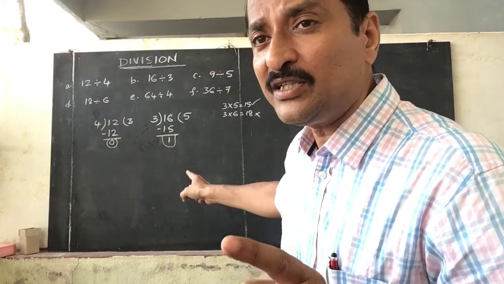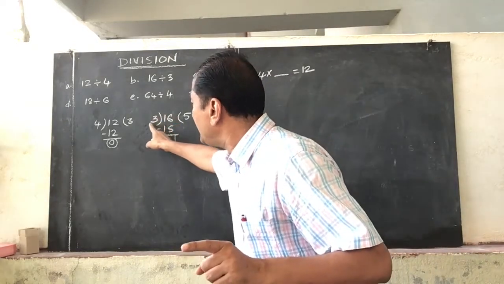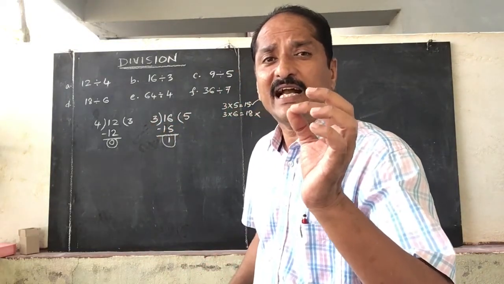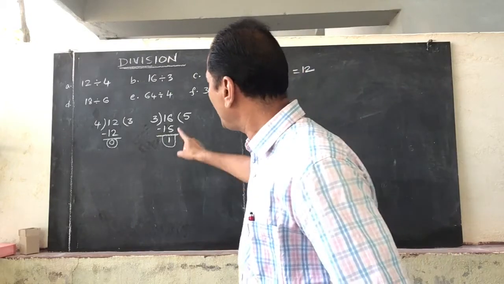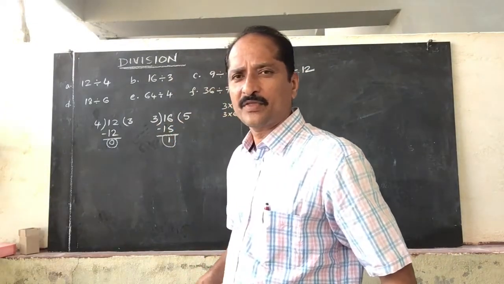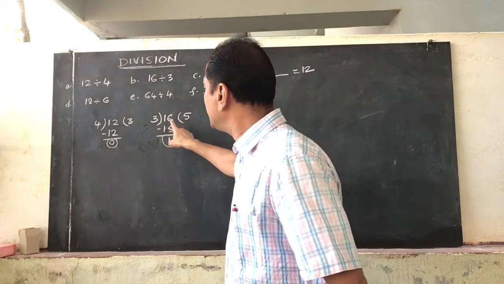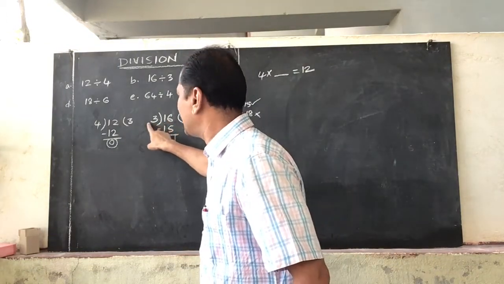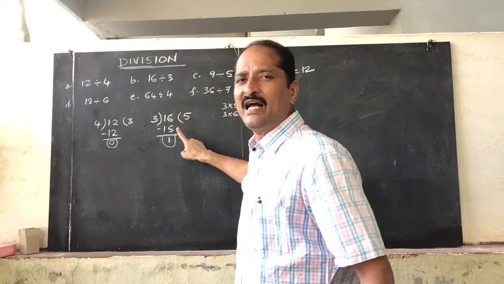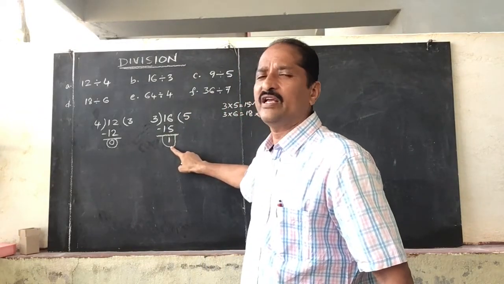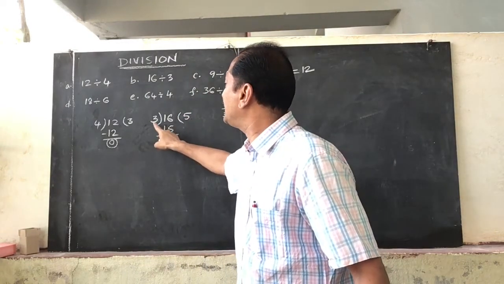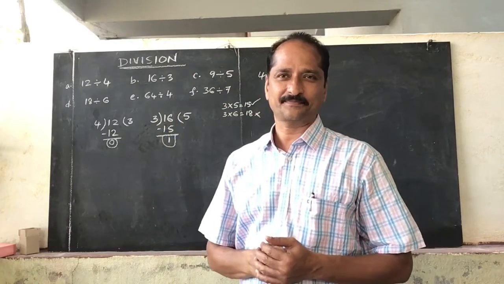So what can you say? 3 is not an exact divisor. Whenever you are dividing 16 with 3, you get remainder as 1. So 16 is the dividend, 3 is the divisor, 5 is the quotient and 1 is the remainder. Here we can't say 3 is a divisor of 16.